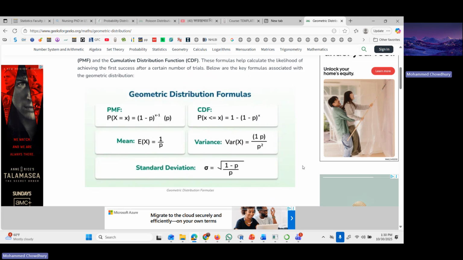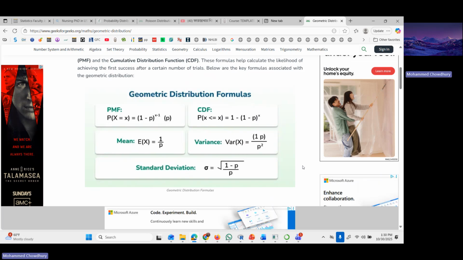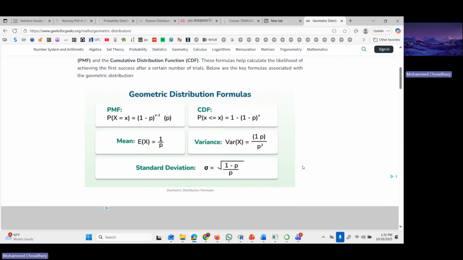When the last trial is a success, your random variable could be the number of trials or the number of failures. Okay?